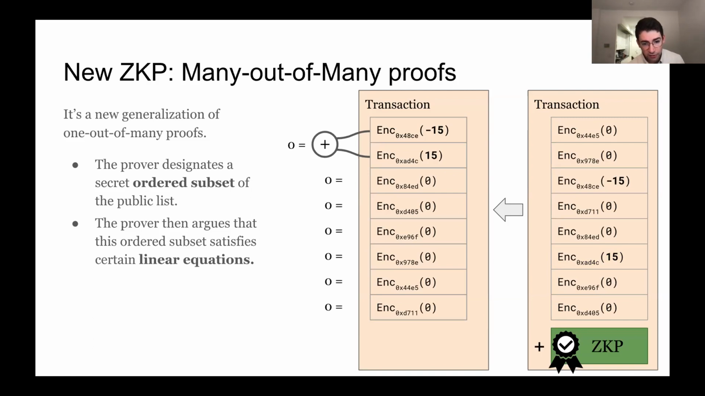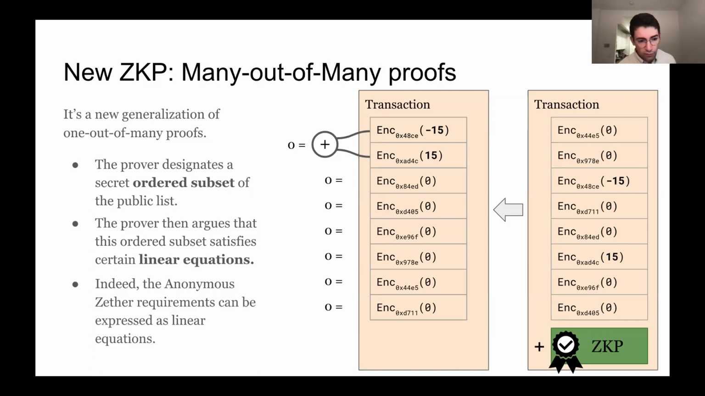So this should look familiar. This is basically what we want to prove in anonymous Zether. And the key privacy property is that in the eye of the verifier, it should be secret what that reordering actually was, which caused these linear equations to get satisfied. In particular, the indices that the sender and receiver live at should stay secret.